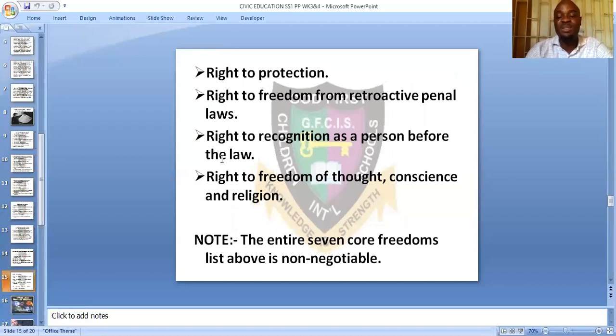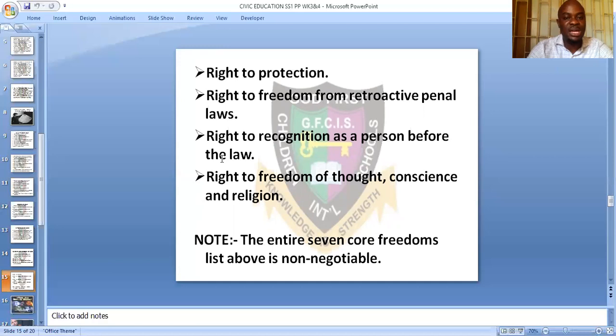And the right to protection. That is why in every government, one of the functions of government is to protect the citizens' lives and their property. Likewise, the fifth one, the right to freedom from retroactive penal laws. That is, everybody should have rights in the law court. You have the right to say whatever is happening to you. You can't just arrest somebody unnecessarily.